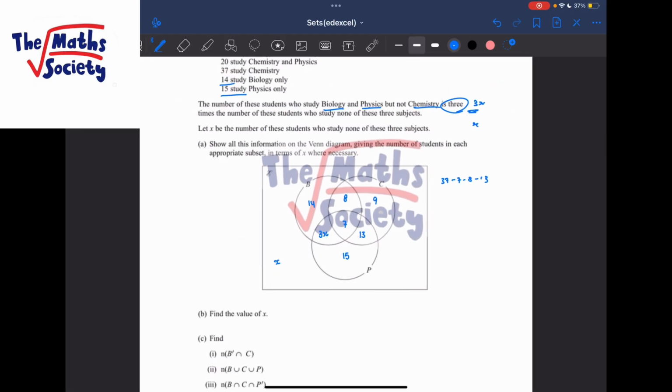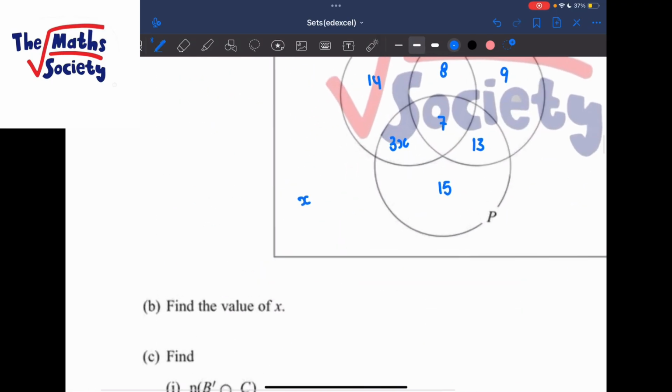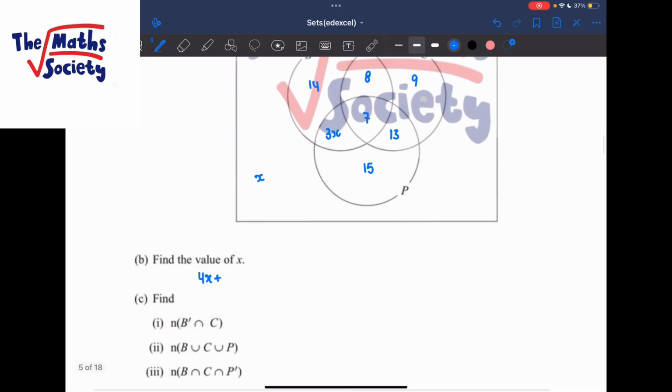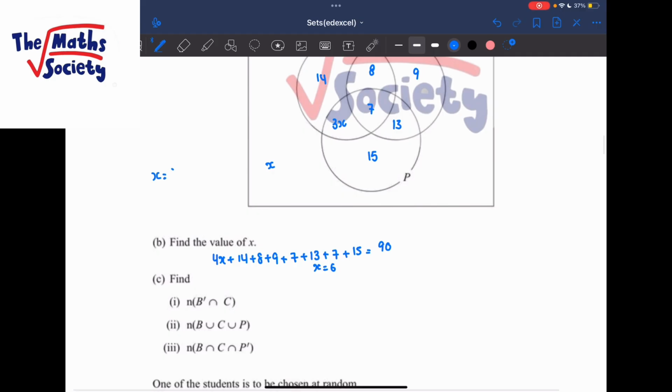First, it says that you need to find the value of x. So for the value of x, we know that the total will be 90 students, so that's 4x, right? 4x plus, if you want to write it out, you can write 14 plus 8 plus 9 plus 7 plus 13 plus 7 plus 15. So it's going to end up as 90, which means x is just going to be 6. So that's the value of x now.